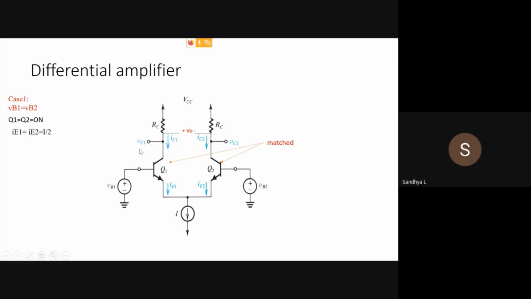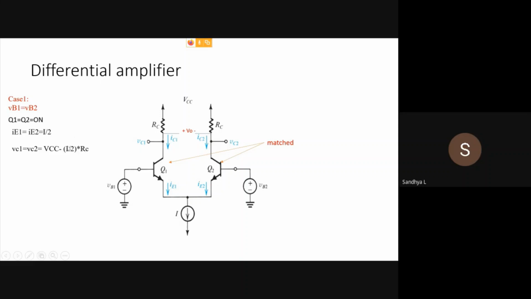Next, we have to find VC1 and VC2 to find V0. So VC1 equal to VC2, that is equal to VCC minus the current I by 2 flowing through the resistor, into RC. And since these two currents are same, the voltages across the resistors are also same.